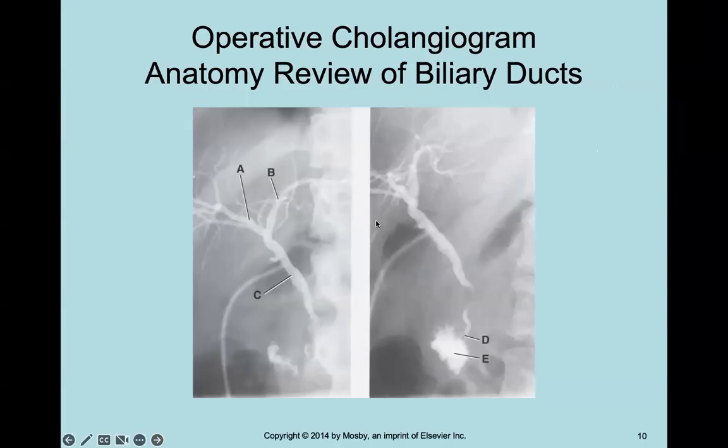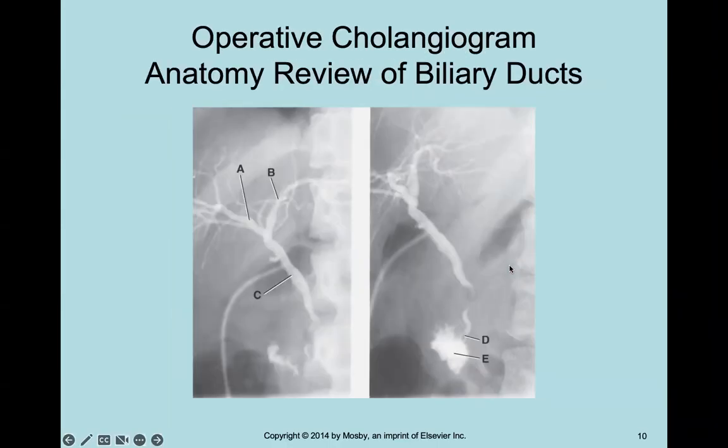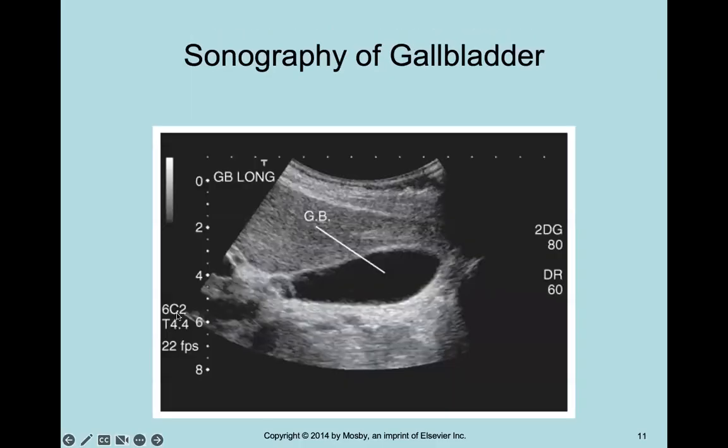Okay, so this is anatomy of the biliary duct. So that little diagram that we were looking at, that's this, but in real life, okay? With contrast media injected into the biliary ducts. This is what we call an operative cholangiogram, okay? So we are injecting contrast media into the ducts to make sure that they're nice and patent, that they're open, that they're not being blocked, that we don't have any stones blocking these ducts. And we're going to talk more about that.